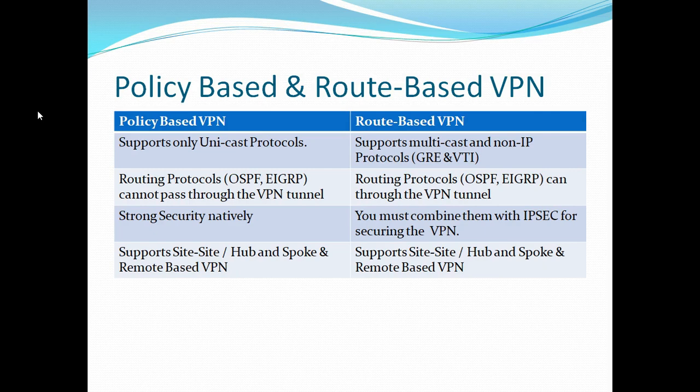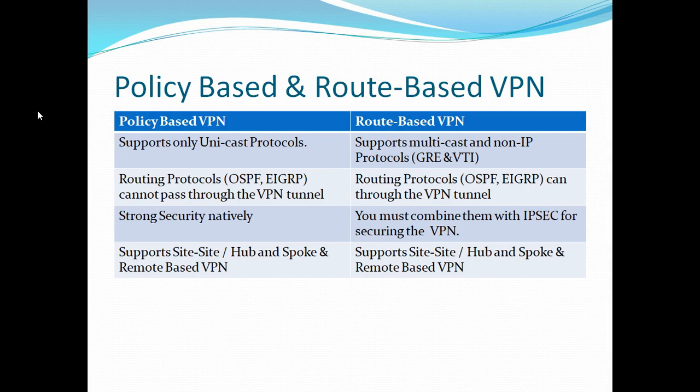While in the case of route-based VPN, OSPF, EIGRP, GRE, and virtual tunnel interfaces are all allowed. But in terms of security, by default, route-based VPN doesn't provide any security. We need to configure IPsec manually for security in route-based VPN, while policy-based VPN provides security over a VPN by default.